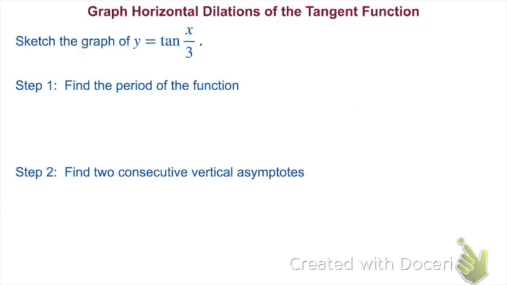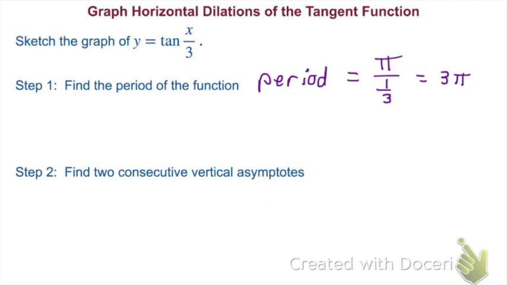So we're going to sketch the graph of tangent of x over 3. When we do these, we want to find our period first. Then we're going to find our vertical asymptotes and use those to create a table. So for our period, if you recall, in this case, our normal period is pi. Our b in this case is 1/3. And if you simplify this, you get our period for this function is 3 pi.